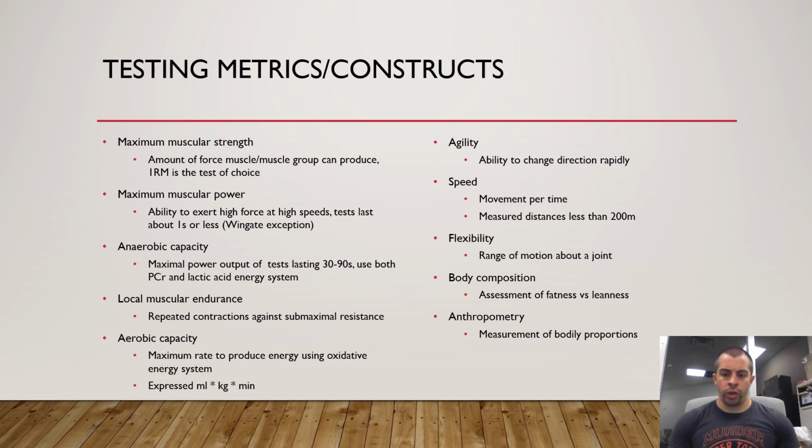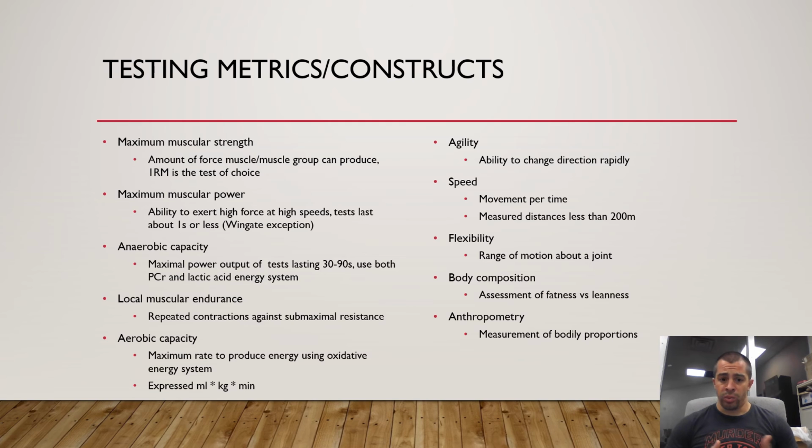I had to switch locations, but just to wrap things up, we've got 2 more slides. This first slide is really the testing metrics, or what you would consider the testing constructs. So earlier we talked about construct validity. What are you assessing? These really cover the gamut of what you would assess as an S&C coach or personal trainer, right? So one would be maximum muscular strength, and that's really assessing the amount of force a muscle or a group of muscles can produce. And as we should know, the repetition maximum, specifically the 1 repetition maximum, is the test of choice.